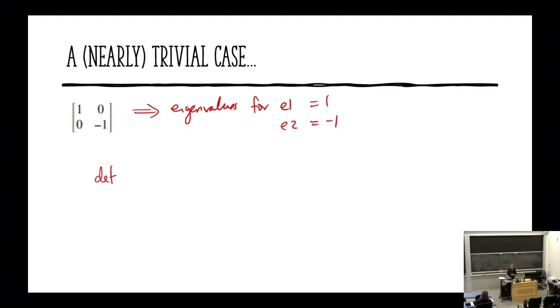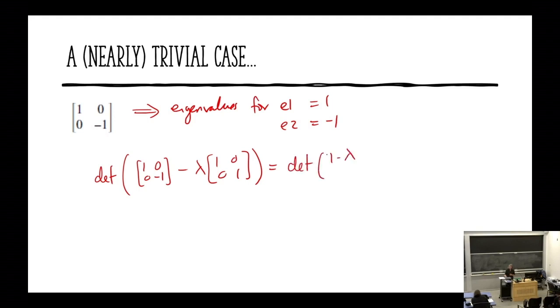So what we would do is write out the equation. We have the determinant of the matrix 1, 0, 0, negative 1 minus lambda times the identity matrix 1, 0, 0, 1 is equal to 0. That's what we need to get. Let's go ahead and multiply this out. So we have the determinant of 1 minus lambda, 0, 0, minus 1 minus lambda.